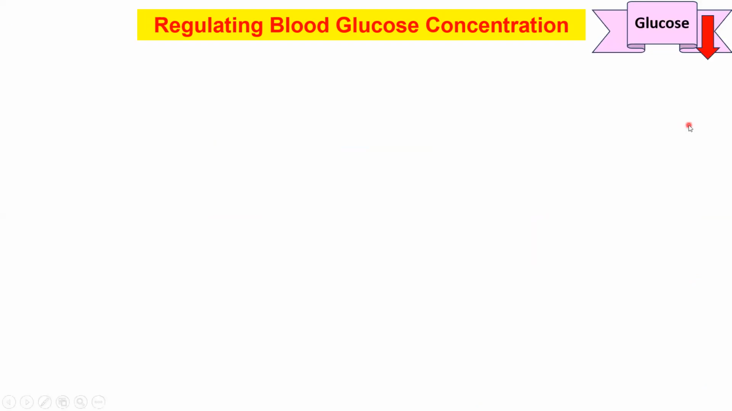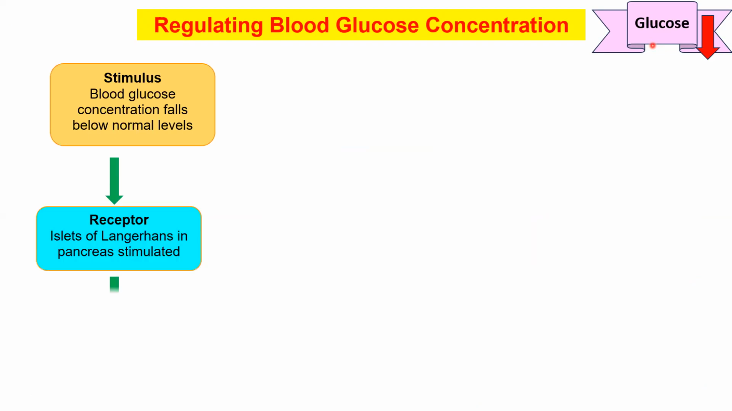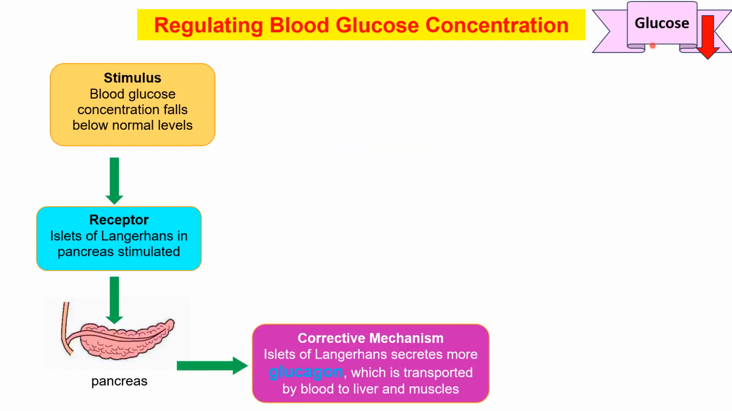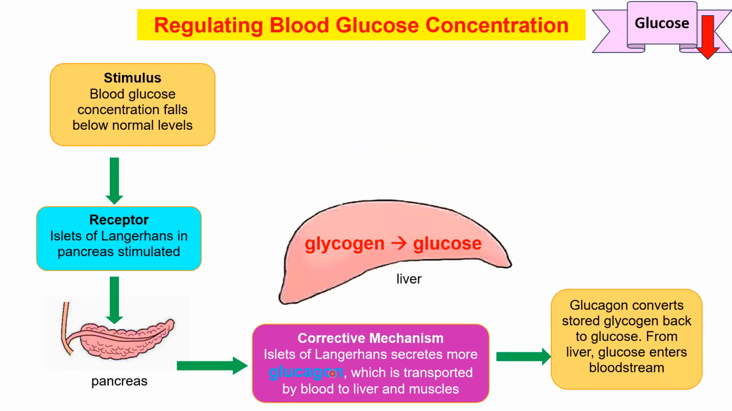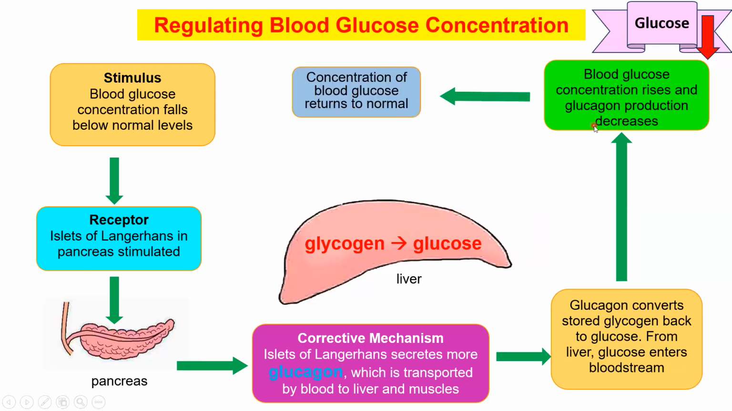Then when the glucose is decreased, what will happen? The decreased glucose concentration in the blood is the stimulus that will be detected by the islets of Langerhans of the pancreas, which this time will release glucagon. Glucagon increases the glucose level by converting glycogen into glucose that enters the blood, and hence the blood glucose concentration will be restored towards normal. This is the negative feedback.